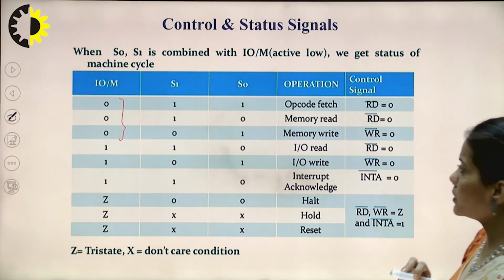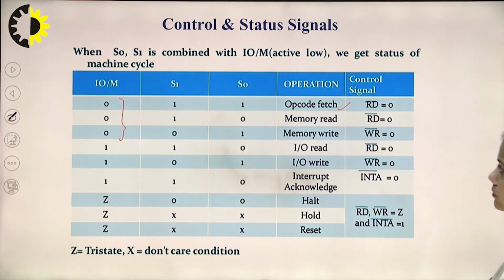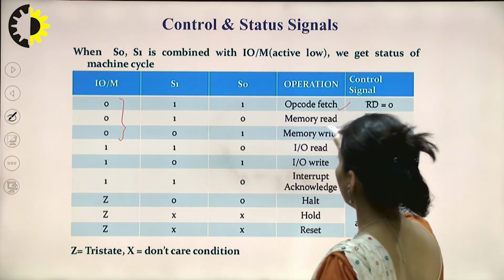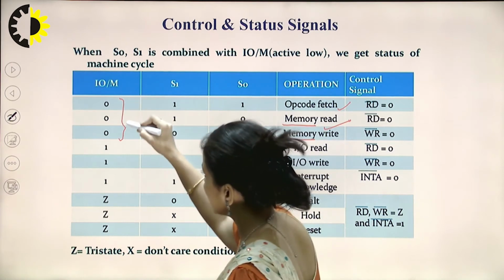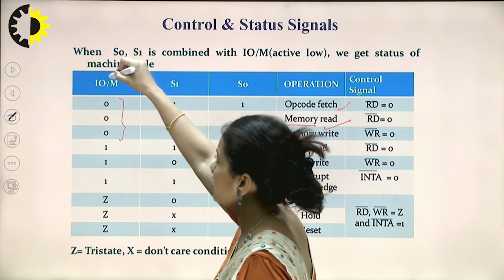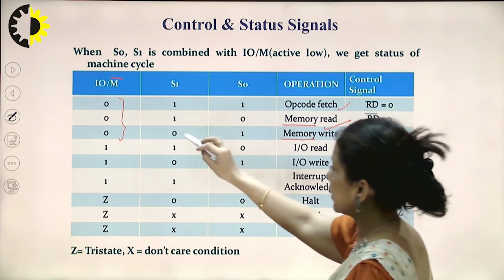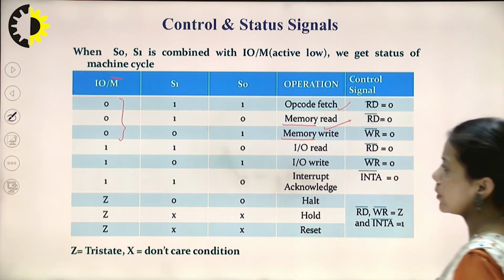So let's see this. When both are 1, then opcode fetch is the operation. When S1 is 1 and this is 0, the memory read is being performed. Because why memory? Because here 0 indicates that some memory operation is being performed, because the memory part is active low. So now here some writing operation is being performed, that is the memory write.